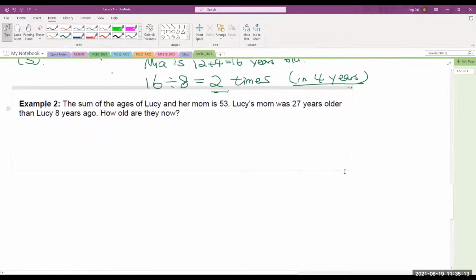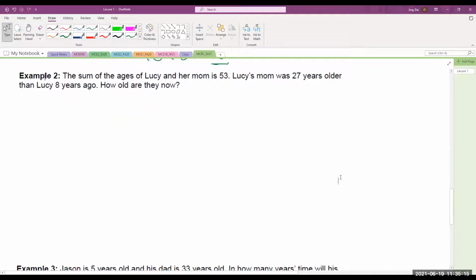Now, the second example, who wants to read this problem? We want someone to read it to us. Okay, let's find someone who has not talked at all. How about, is Kaylin still here? No, Kaylin is not here anymore. How about Chelsea? Yep, Chelsea. Can you read the problem to us?